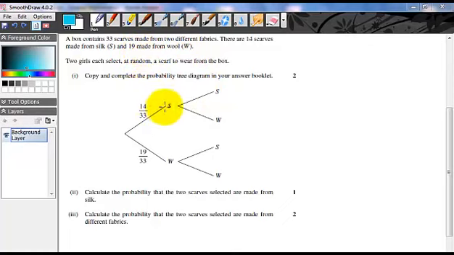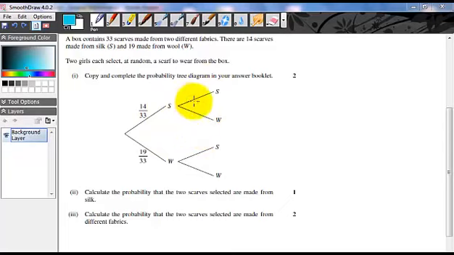And then there were 19 woolen ones, right? Did I pick any woolen ones in this case here? No. So how many woolen ones should still be left? 19, and then out of how many scarves now? But you've already selected one. Out of 32. They all have to be in the same denominators.